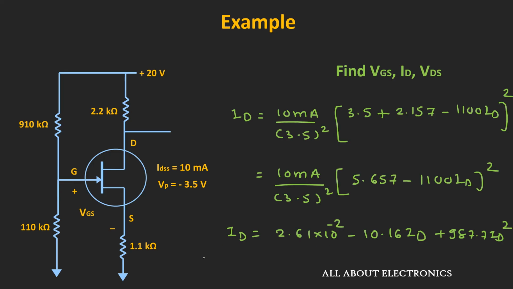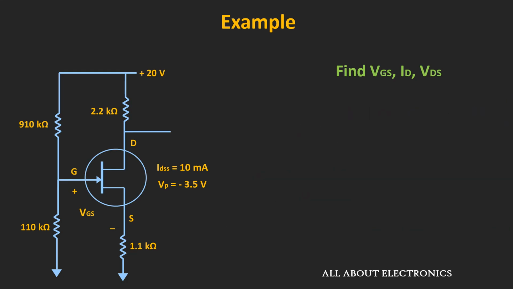Or from this we can say that 987.7 times ID square minus 11.16 times ID plus 2.61 times 10 to the power minus 2 is equal to 0. So in this way, we got the quadratic equation in terms of the current ID. And solving this expression, we will get the two roots of the drain current. And these two roots will be 3.3 milliampere and 8 milliampere.